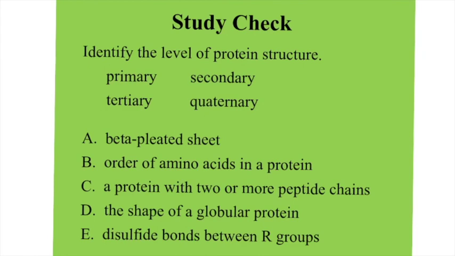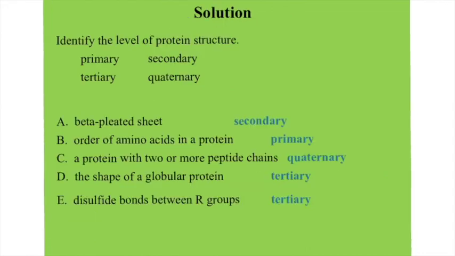Okay, so we have another study check. Identify the level of protein structure. So the beta pleated sheet is going to be secondary structure. The order of amino acids in a protein is the primary structure. C, a protein with 2 or more polypeptide chains is quaternary structure. D, the shape of a globular protein is tertiary structure. And disulfide bonds formed between R groups is still tertiary structure.